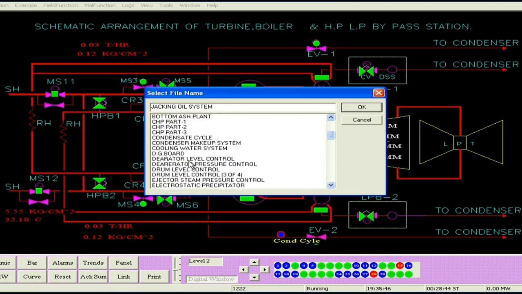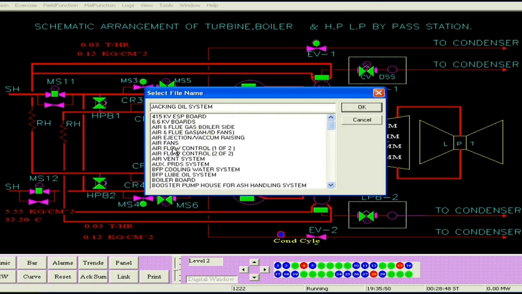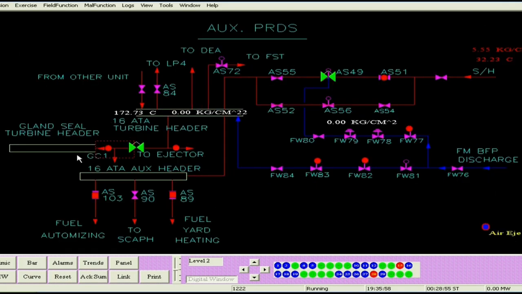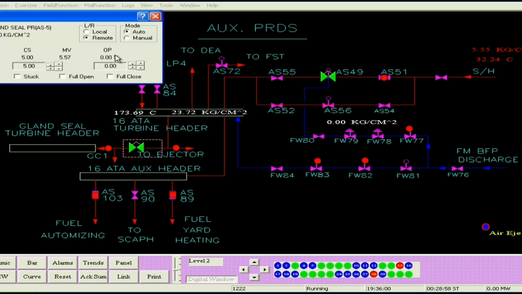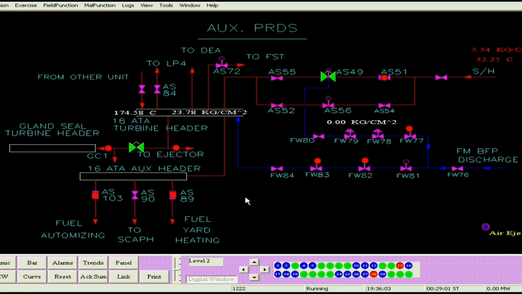And now we will see the air ejection scheme, and this is the PRDS, auxiliary PRDS. Here we see that the PRDS pressure, the gland steam pressure, or the ejector pressure maintaining valve, that is on auto.